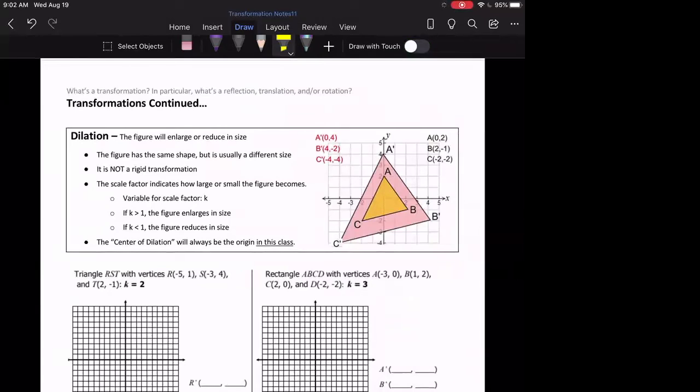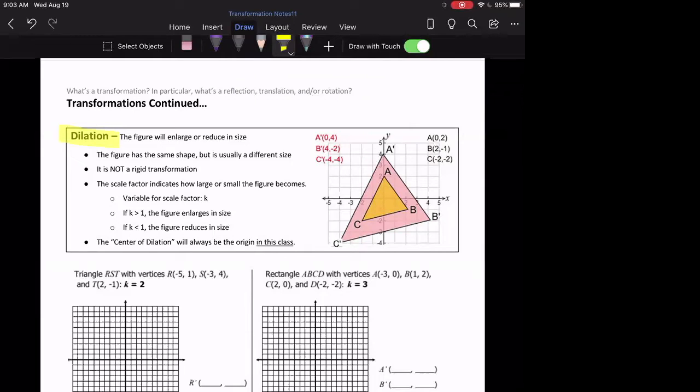The second transformation that we're going to talk about is different than translation. This one is dilation. The figure will enlarge or reduce in size. In other words, it's going to get bigger or it's going to get smaller. And the figure is always going to stay the same shape. If there's a triangle, it'll stay a triangle.